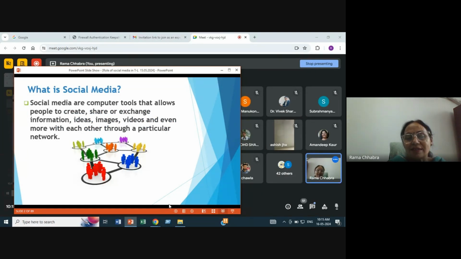Social media are computer tools that allow people not only to connect with each other, but also to create information, to share or exchange information, ideas, images, videos, and even more with each other through a particular network. So social media are internet sites where people interact with one another. They provide a place for people across the world to share information and engage in discussions. They can interact with each other. It's a real-time application in many of the platforms. So social media is a communication tool that allows users to interact with and contribute content online.